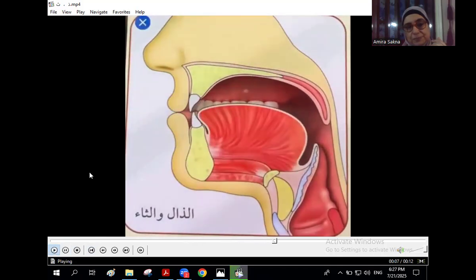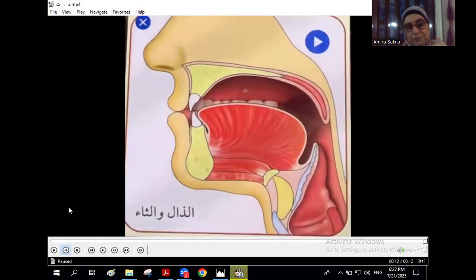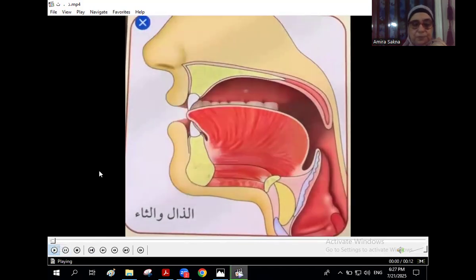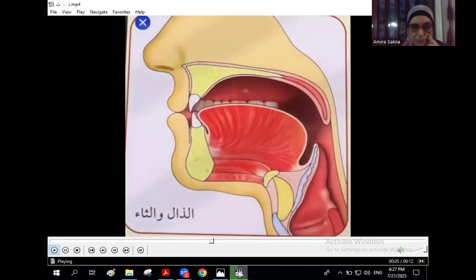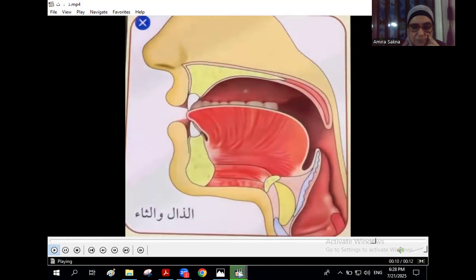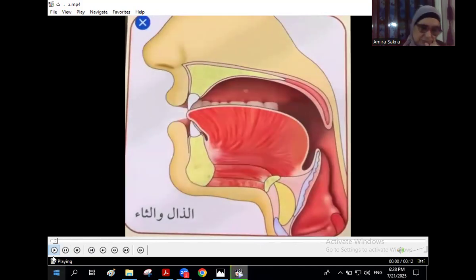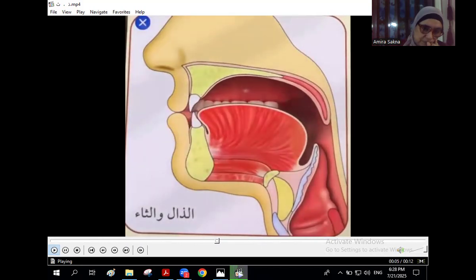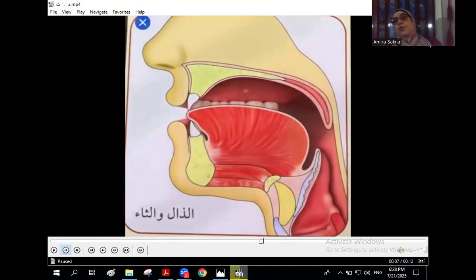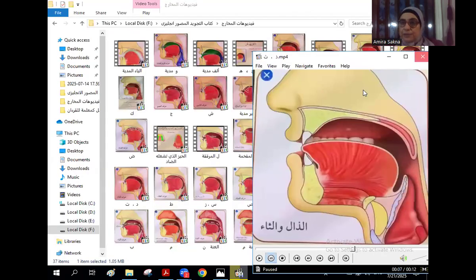Faa. I will repeat. Faa. One time you say faa, the second is vaa. Okay? Both have the same articulation point. Very well.